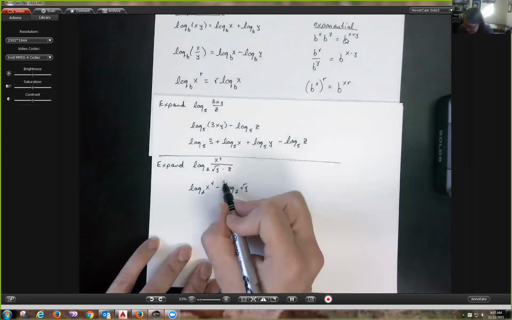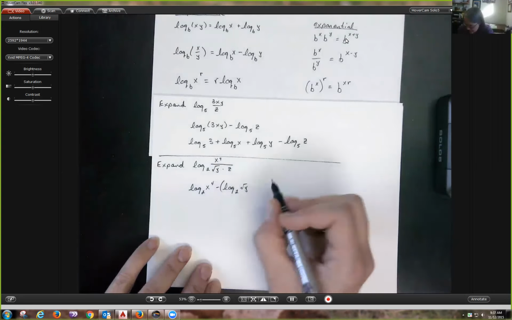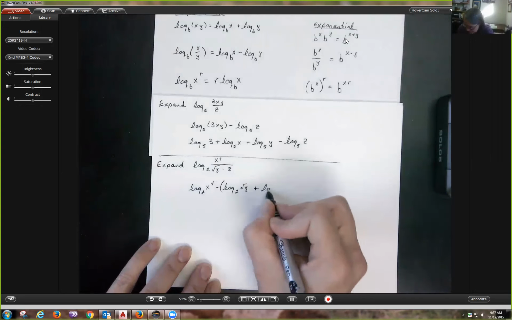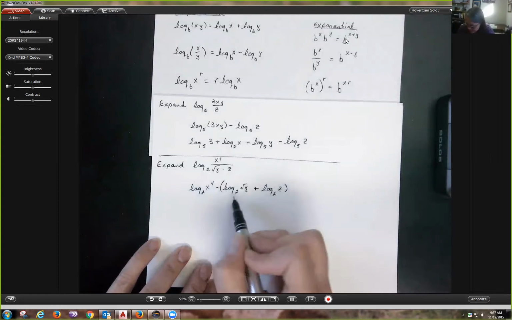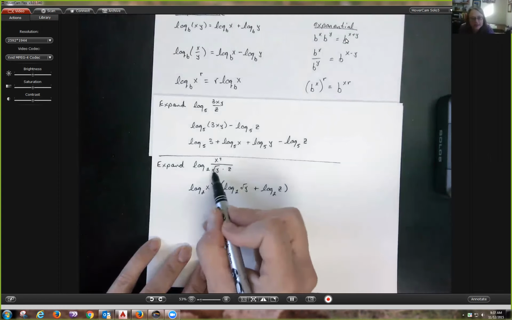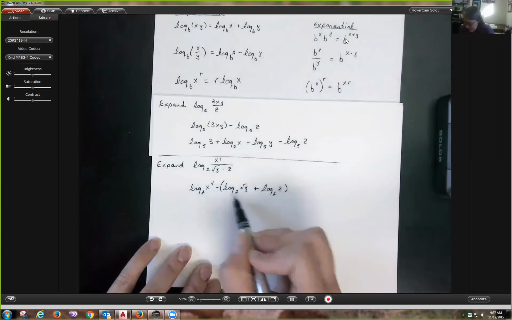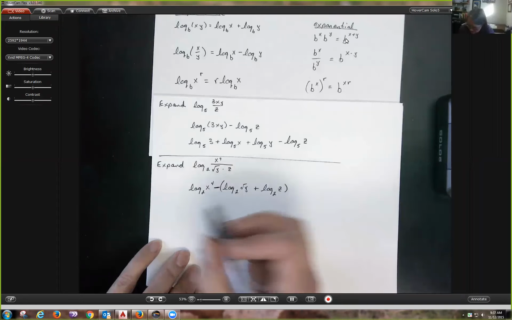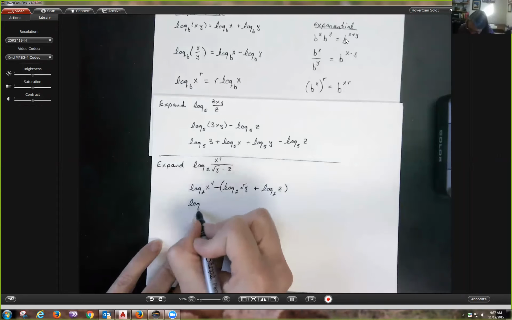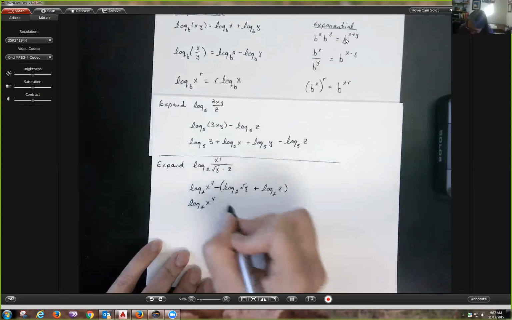Let's take this step by step. So in the denominator, we have a product. So that would be plus the log base 2 of z. But this product is entirely in the denominator, so we are subtracting this entire sum. So we have to distribute the negative sign. And you can do that all in one step. I just wanted to explain why we were doing it this way.